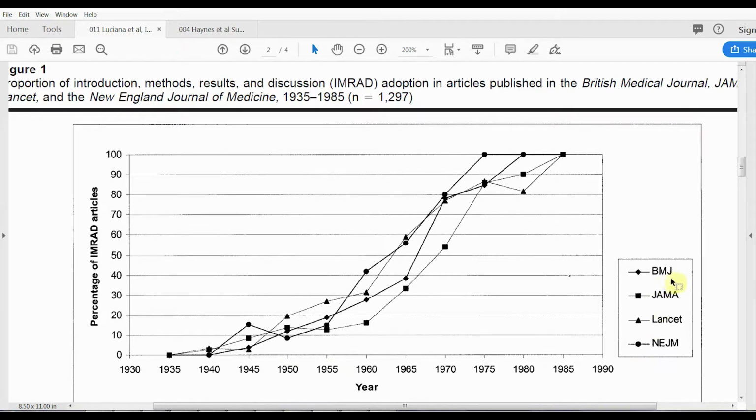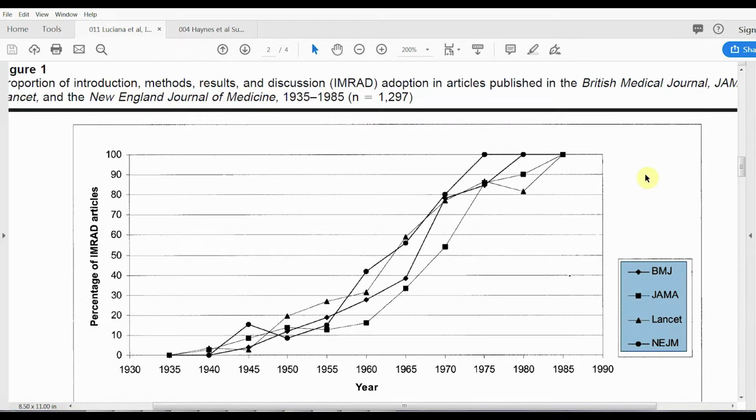We've got the British Medical Journal, Journal of the American Medical Association, Lancet, and New England Journal of Medicine. These 4 make up probably the biggest names in all of medical publishing in the English language. And the striking thing about this graphic is that starting by the mid-80s, 100% of all articles published in these journals were written in IMRaD style. There is a reason for this.